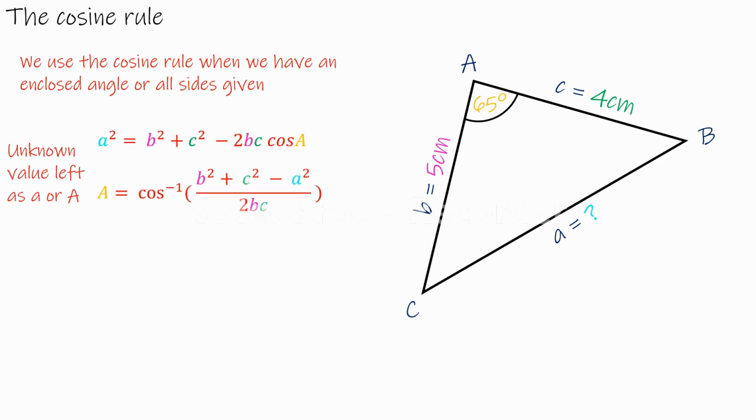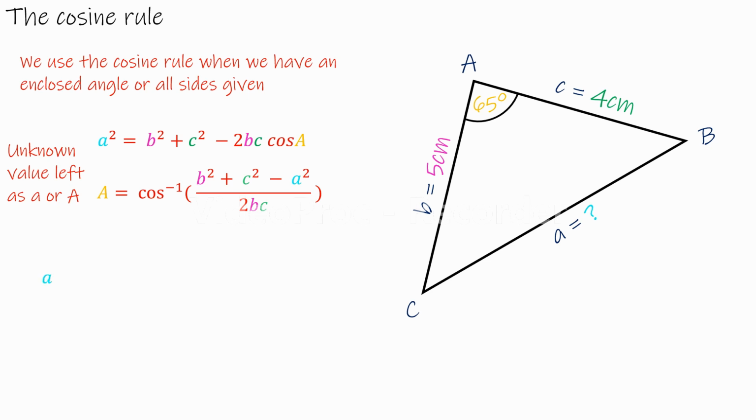So, here are our two versions of the cosine rule. The second version is just the same thing rearranged, but it's sometimes easier to remember that entire rule rather than rearranging each time. We can say that to find a side length, we're going to have a squared equals b squared plus c squared minus 2bc cos A, and to find an angle, A equals cos to the minus 1 of b squared plus c squared minus a squared over 2bc.